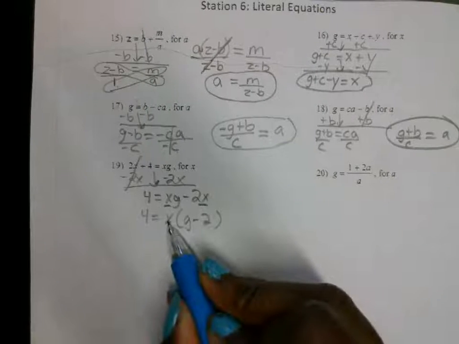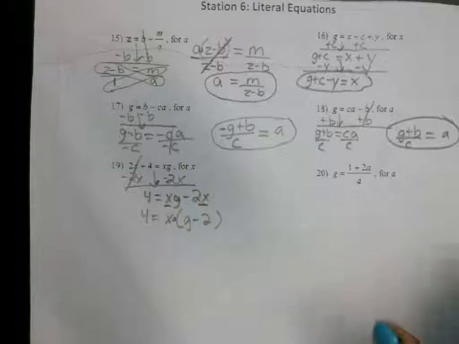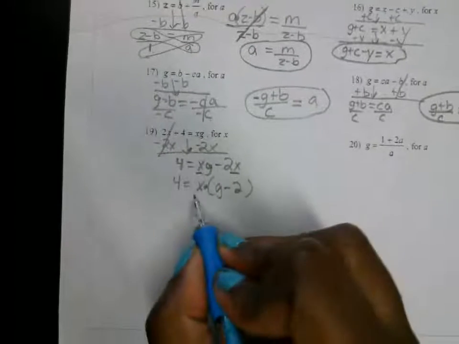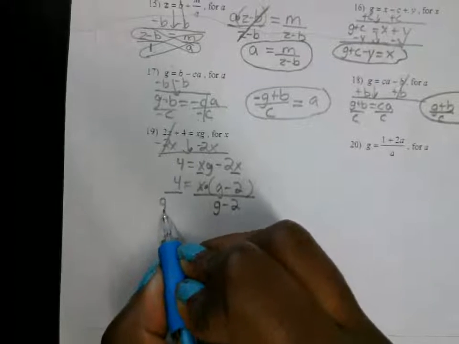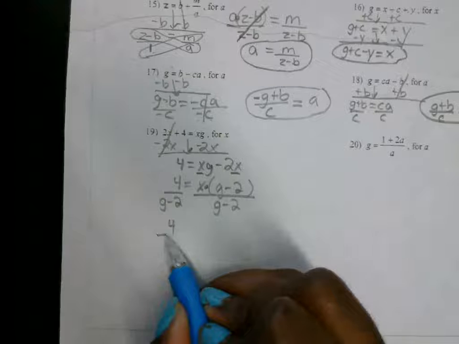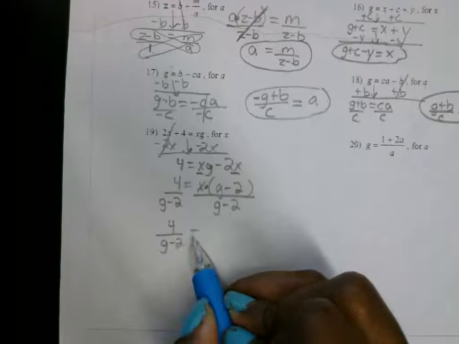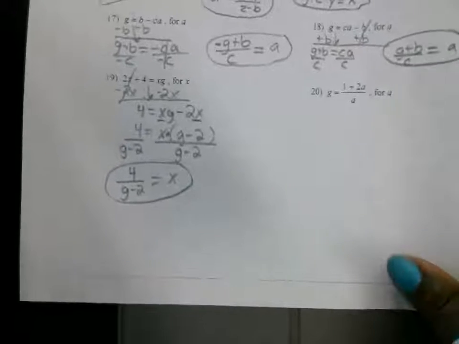The operation that's between X and the parentheses is multiplication. What's the opposite of multiplication? So we're going to divide both sides by this G minus 2. We got G minus 2. This is 4. It's equal to X. Okay?